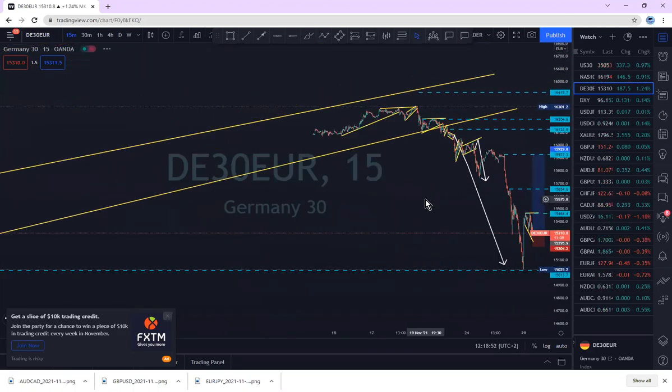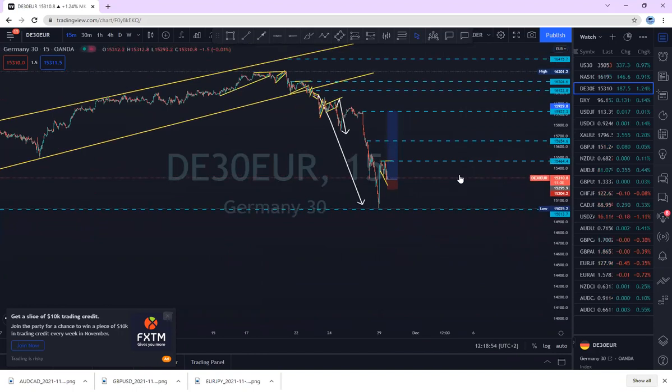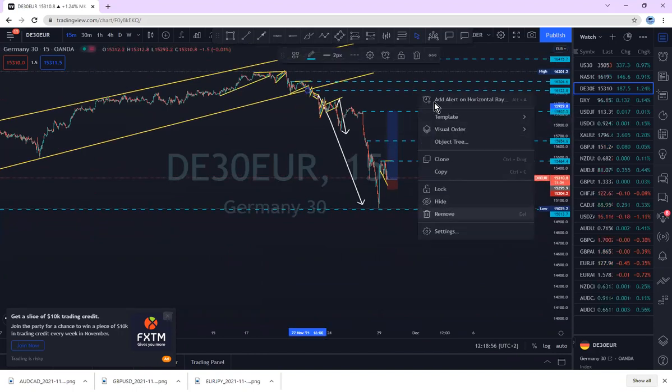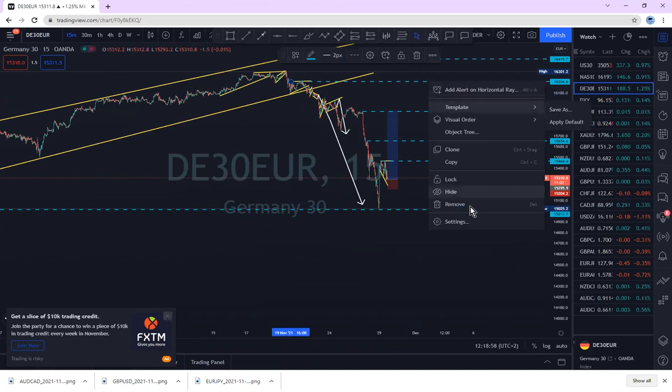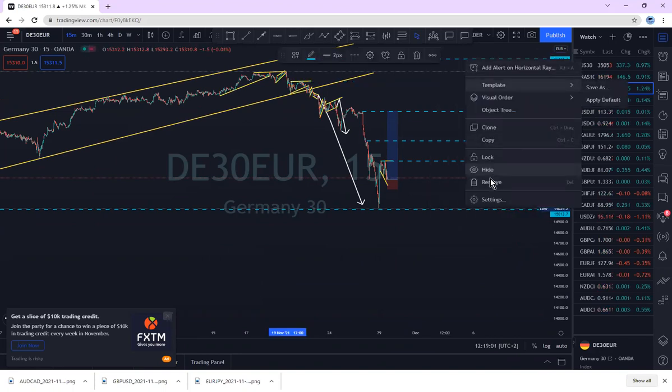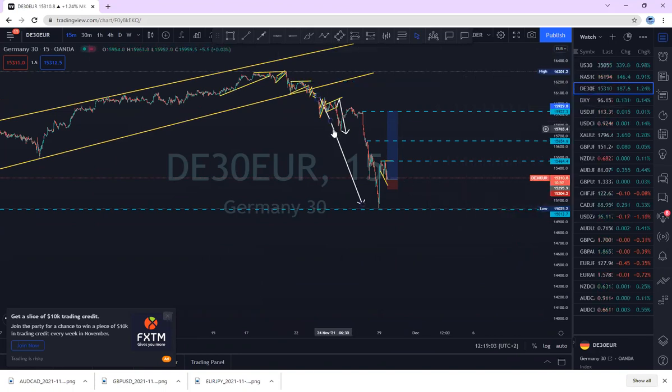So these are my setup for the indices. This one, let us remove. This one, they are no longer necessary. These ones, they are no longer necessary.